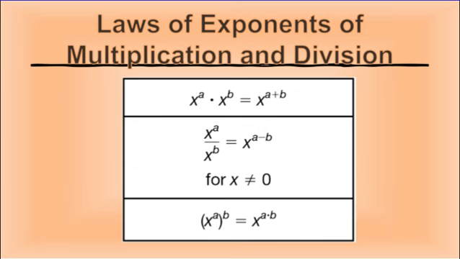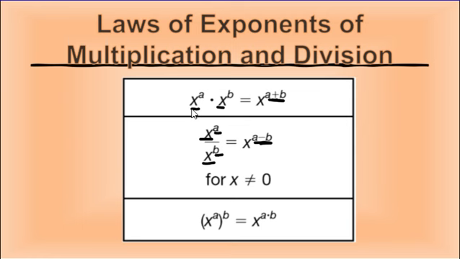The first law is when you multiply like bases. So when we're multiplying x to a power times x to a power, when we multiply like bases, you add the exponents. And then for division, when you divide like bases, so x to a power divided by x to a power, you're going to subtract the two exponents. And it's always going to be whatever the exponent is on top minus the exponent on the bottom.